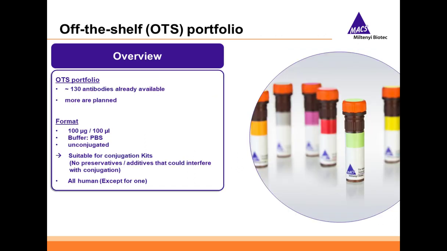And this is why we are actually providing pure antibodies for mass cytometry. Right now, we have around about 130 antibodies in the correct format available. Some of them are traditional monoclonal antibodies derived from hybridoma clones, and some are recombinant antibodies. But we are more and more switching to recombinant antibodies, which I will explain later on. They are provided in the format of 100 micrograms and 100 microliters, and in PBS only without any additives, because this format is necessary for the commercially available conjugation kit, because any additives could interfere with the conjugation process.